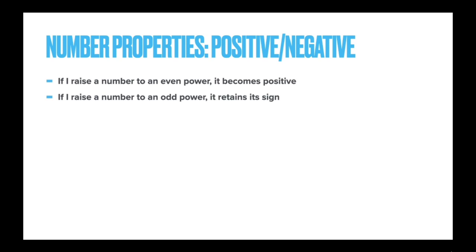Here's an example of what I'm talking about. If I take the number negative 2 and I raise it to an even power, like 2, so in the top line there I have negative 2 to the power of 2, that's going to equal a positive number. Negative 2 times negative 2 is positive 4. And on the second line there, if I take that number, negative 2, and I raise it to an odd power, well, then it's going to be negative 2 times negative 2 times negative 2. The outcome is going to stay negative.